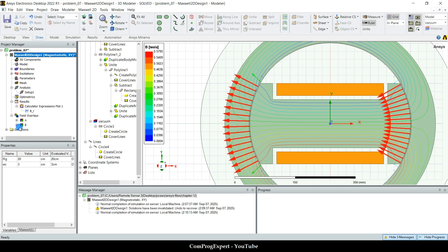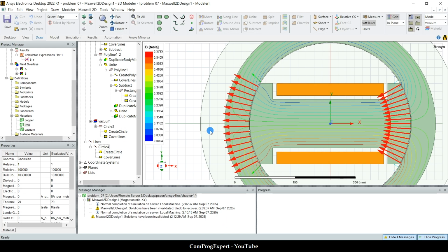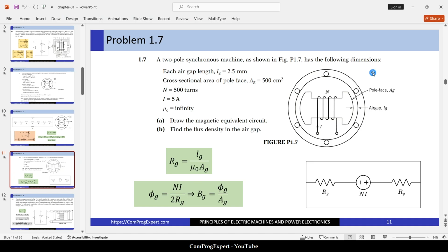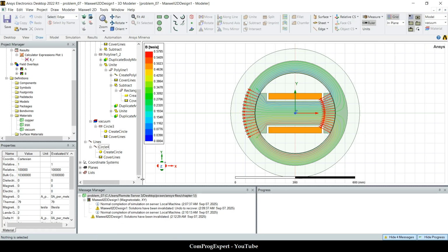So let's consider ideal iron. The permeability of the iron, consider it equal to 100,000, ideal case, and adjust the value of the radius of the air gap to get this air gap area. I want to calculate the flux density. The flux density is 0.6283. How much is the flux density here?